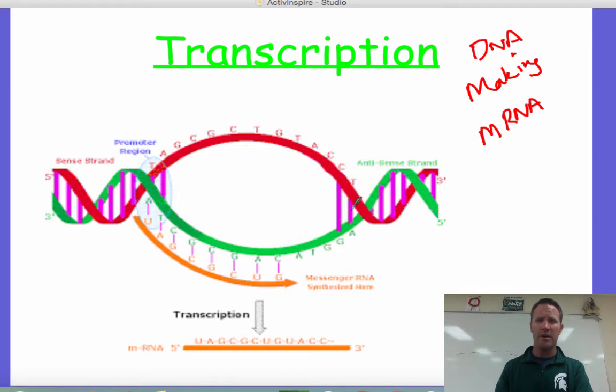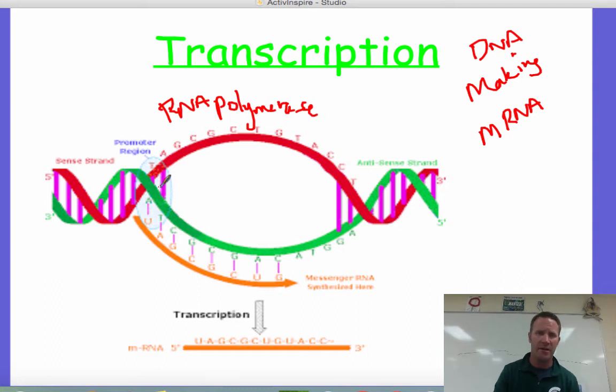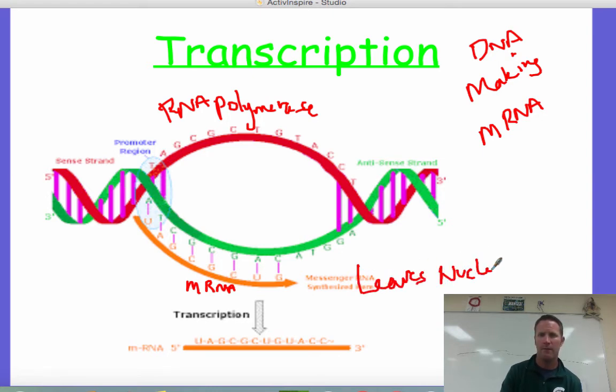We unzip our DNA just like before, and we have a new enzyme. This one's called RNA polymerase. And so RNA polymerase is going to go through, it's going to copy this DNA strand, and it's going to make what we call a messenger RNA copy. That messenger RNA copy is going to leave the nucleus, and it's going to go out into the cytoplasm. Here you can see that messenger RNA strand.